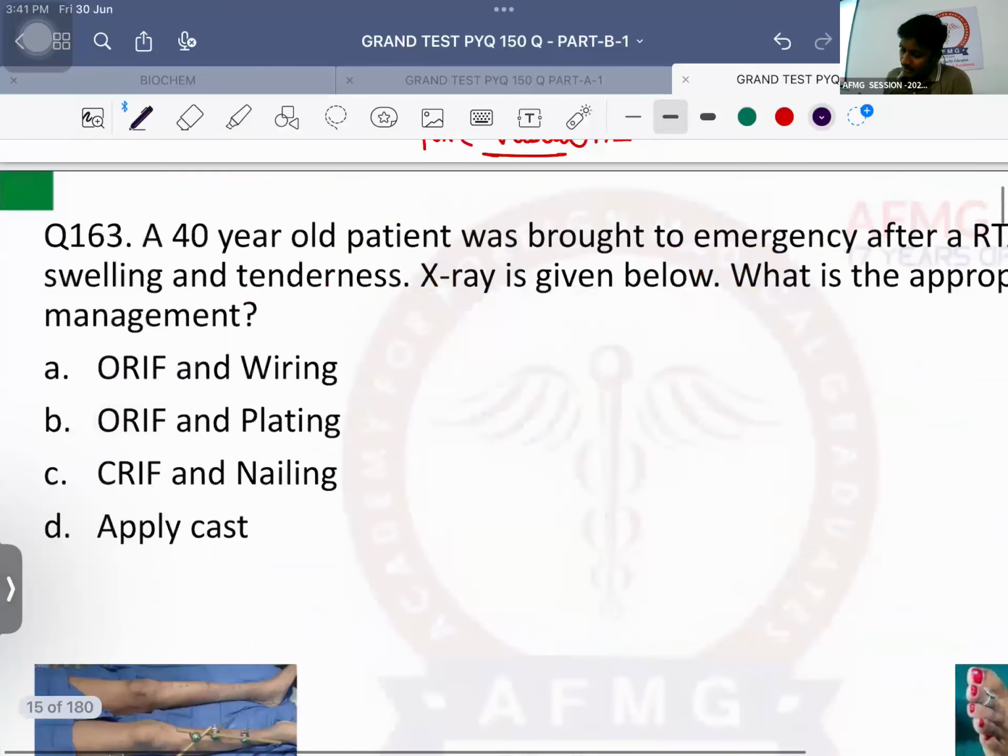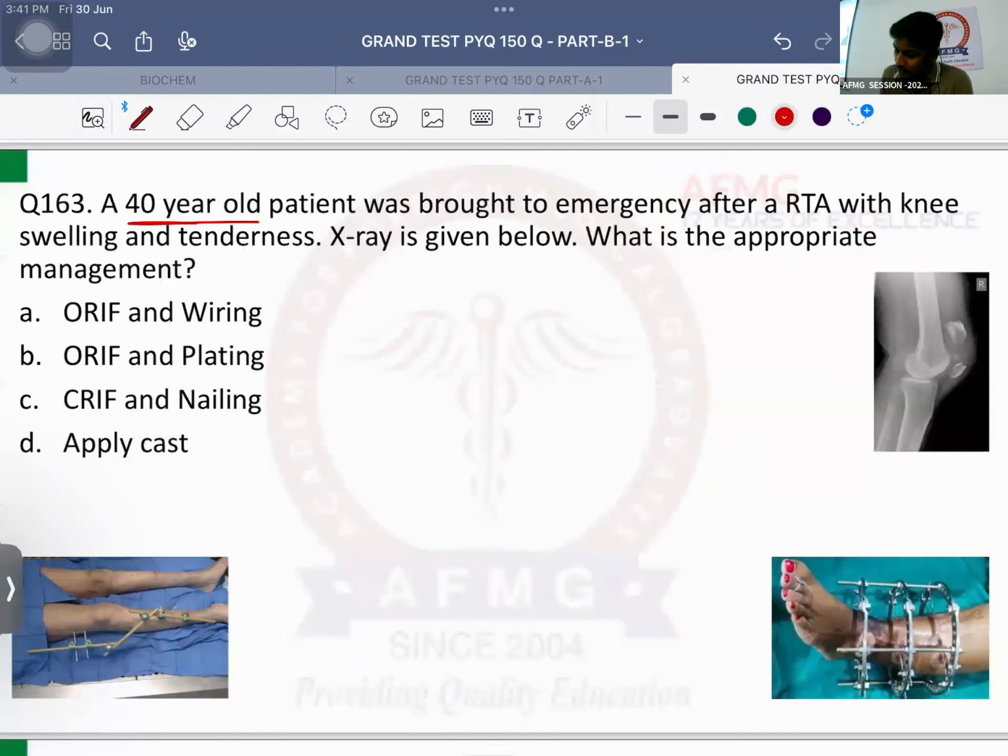Question number 163. A 40-year-old patient was brought to the emergency after a road traffic accident with knee swelling and tenderness. Okay. X-ray is given below. What is the appropriate management?